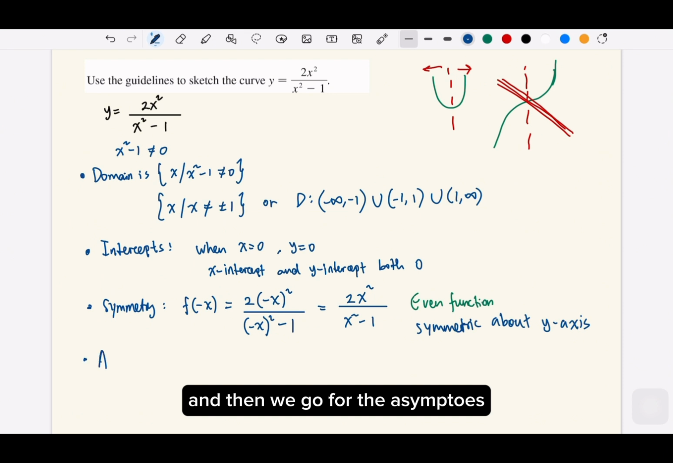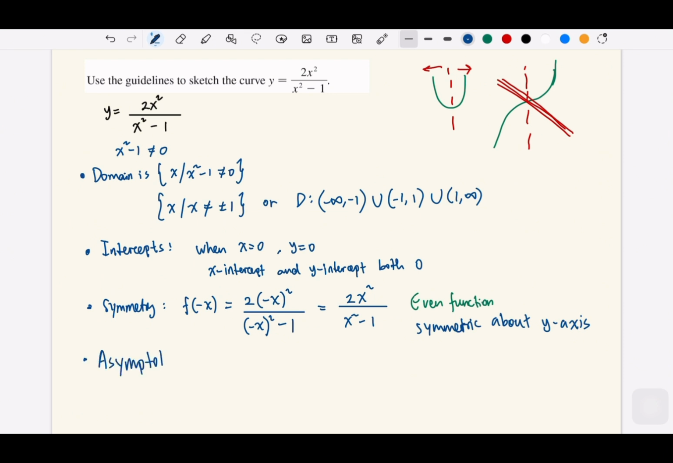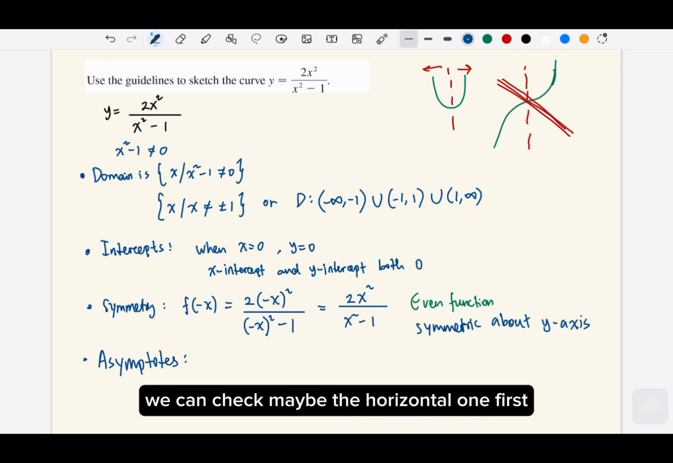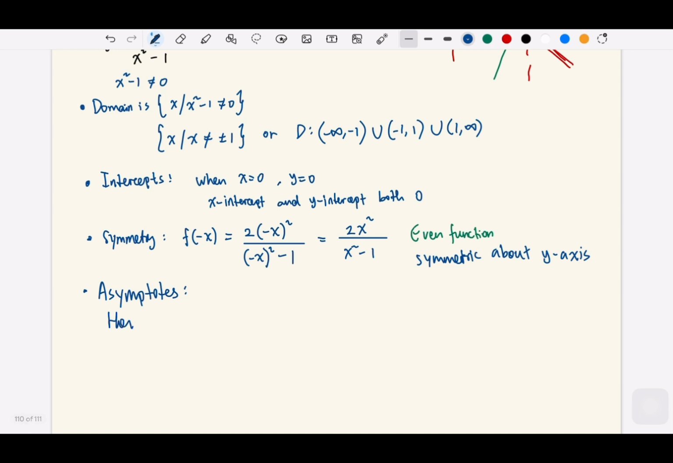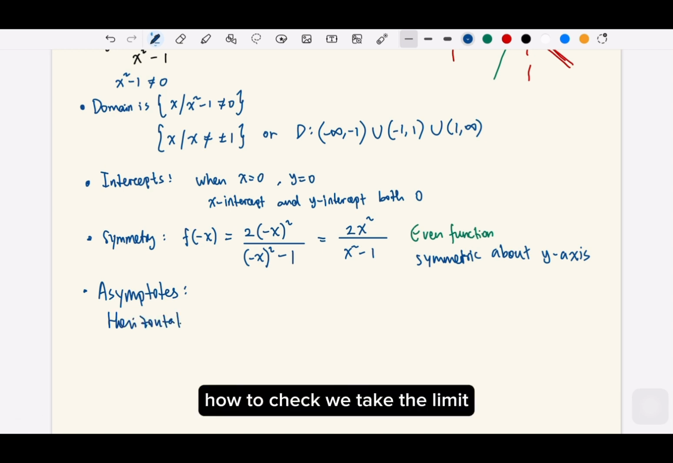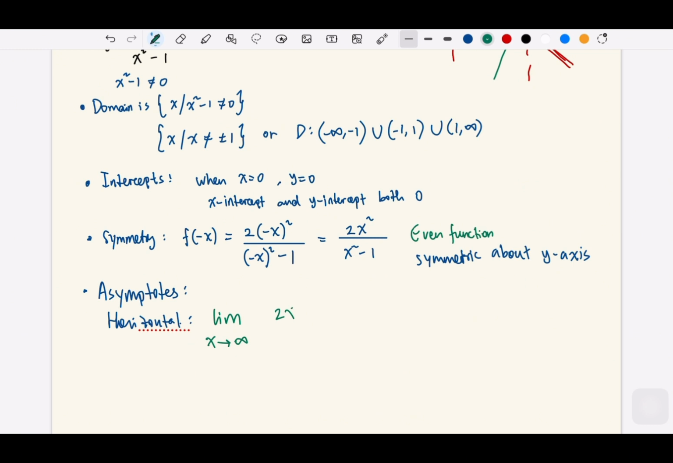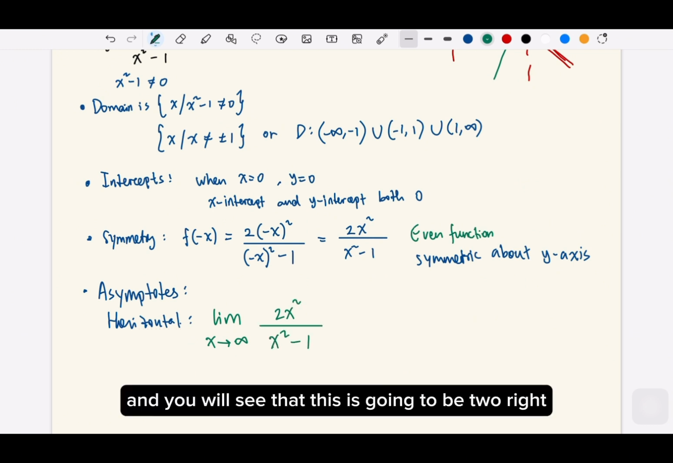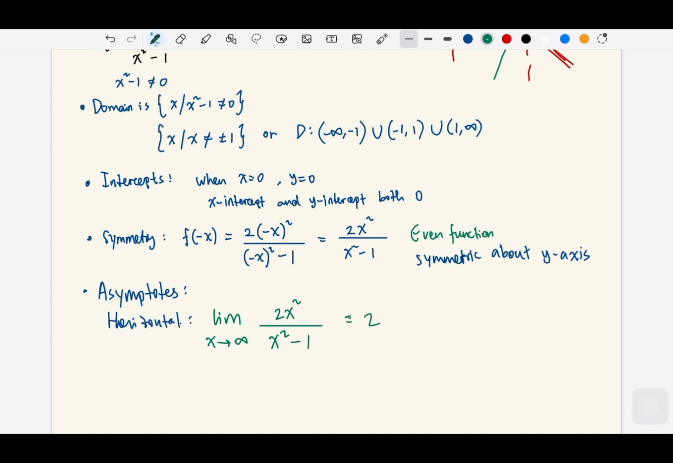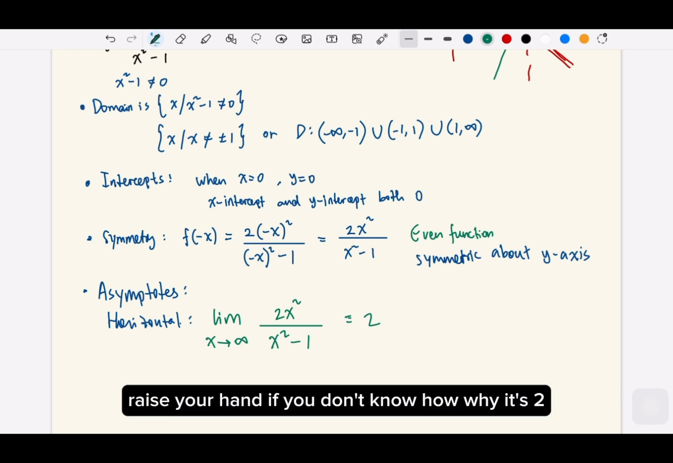And then we go for the asymptotes. So asymptotes, we can check maybe the horizontal one first. So horizontal, how to check? We take the limit, and then take x to infinity. And you will see that this is going to be 2, right? Any question why it's 2? Raise your hand if you don't know why it's 2.